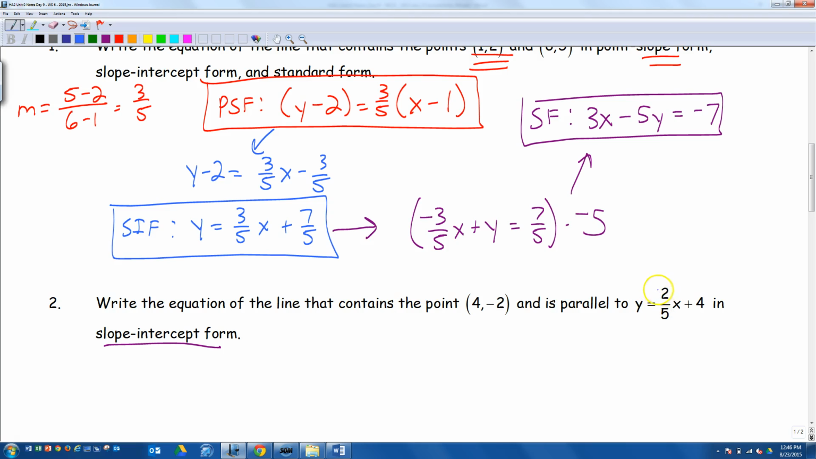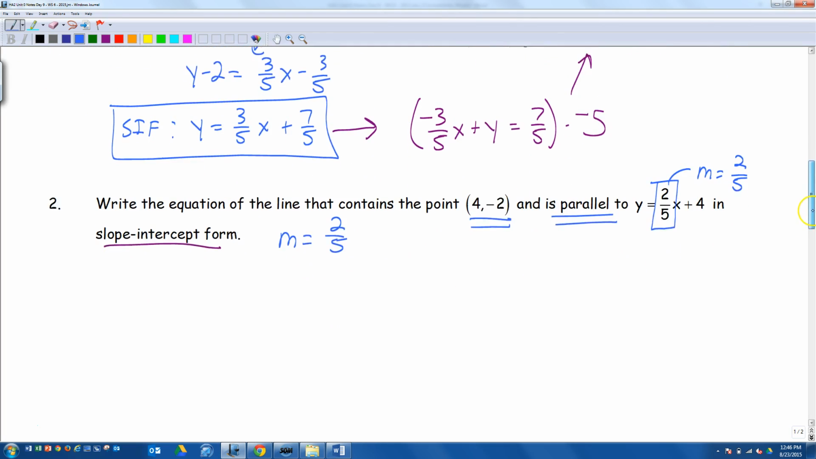What's nice about this one is it's already in y equal form, so we know that the slope of this one is equal to 2/5. So that means our other line has to be parallel to that. So that means the slope we're going to use is also 2/5. And the point we're going to use is (4, -2).